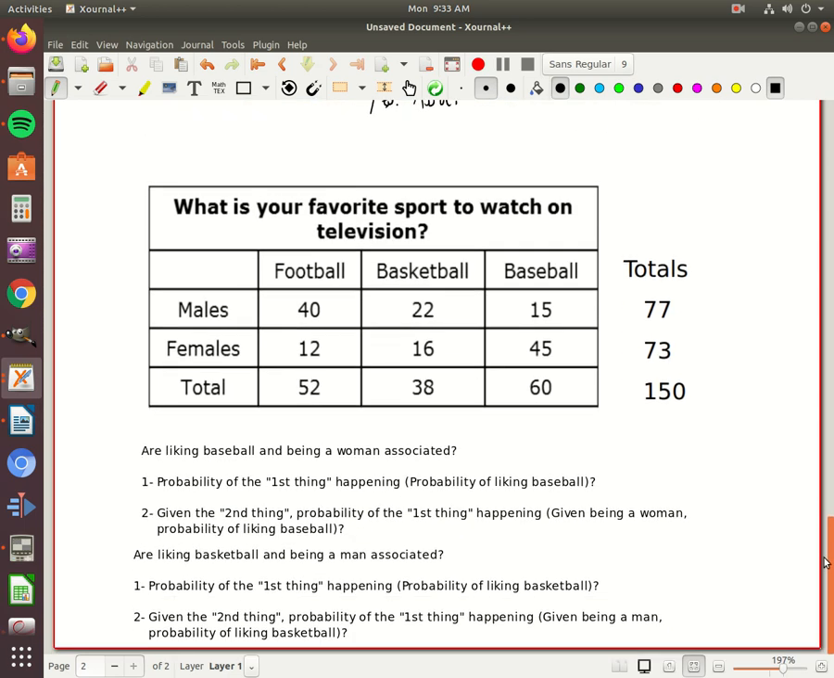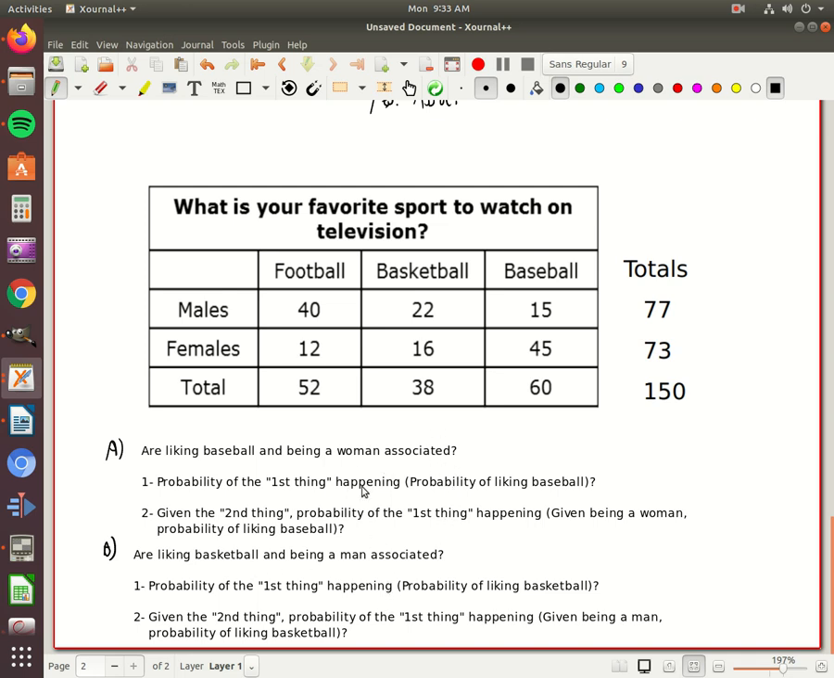All right. And what's your favorite sport? There's a couple of examples here, example A and B. Now that we've done a few of these, I would love it if you would pause the video and try this for yourself, to see if you can answer whether there's an association between baseball and being a woman, and basketball and being a man.